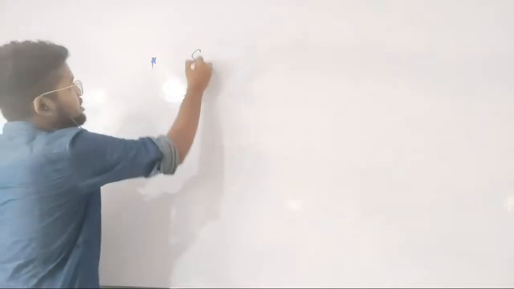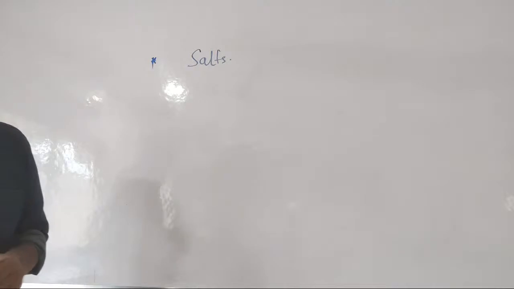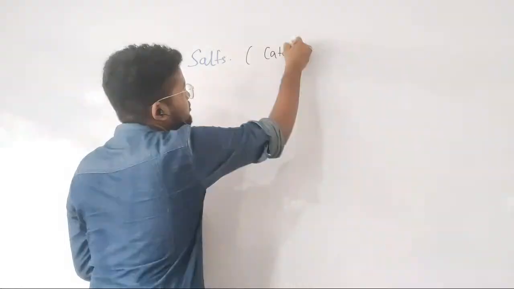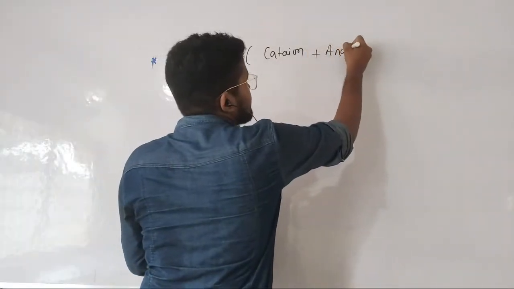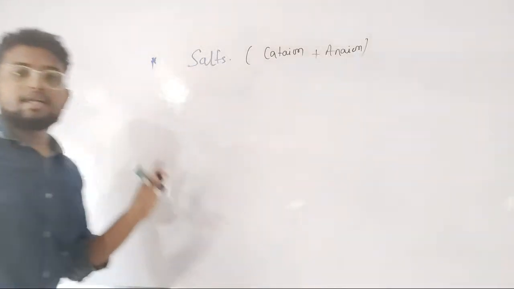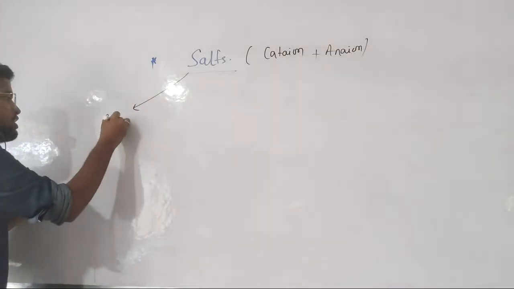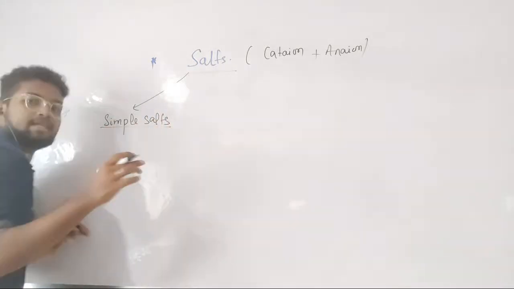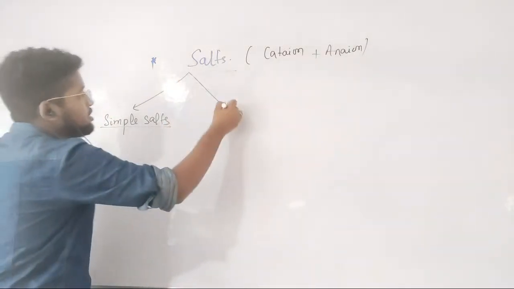So first thing, salts. Salts can be of different types. First of all is a simple salt. We know a salt is made up of a cation, which is our positive part, plus an anion, which is our negative part. And salts can be of different types. One, first, very simple thing, simple salts. Now only we are discussing. It can be made by simple neutralization of an acid and a base.